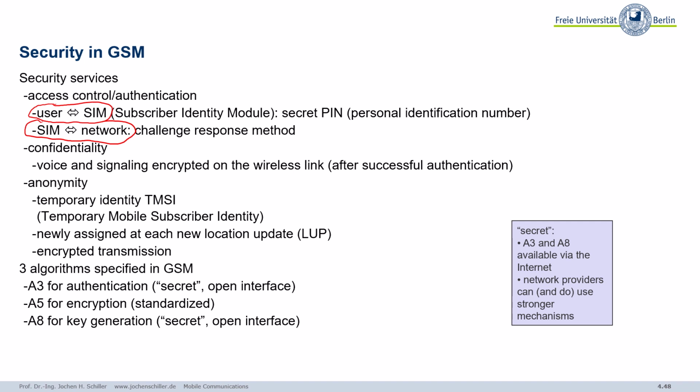So they were in the early days of GSM kind of secret, but you can actually download them from the internet. And this is also a reason why the network providers can use stronger mechanisms. Why those mechanisms are relatively weak, the original A3 and A8. So there are many stories around this. In the early days of GSM, you could actually clone SIMs.